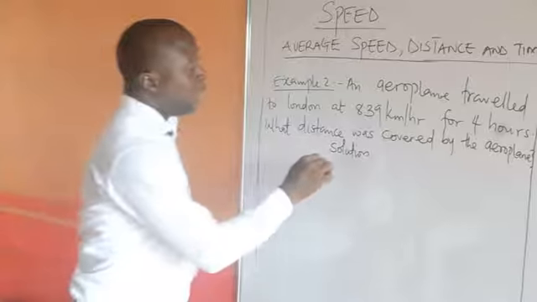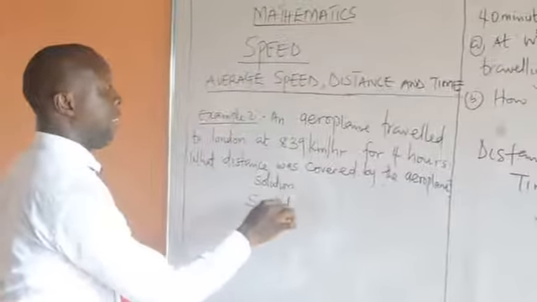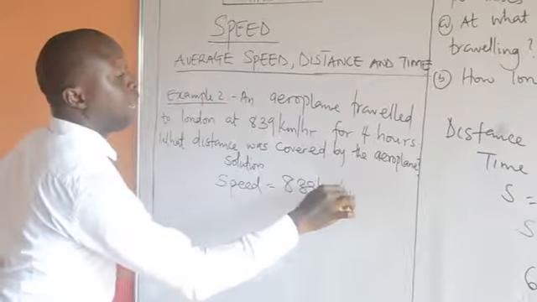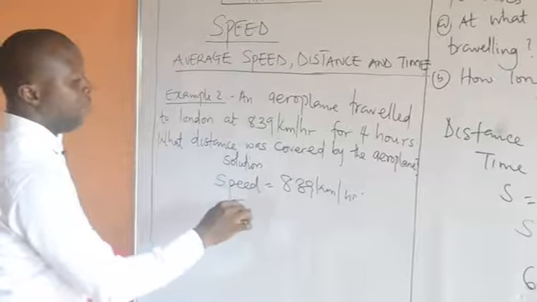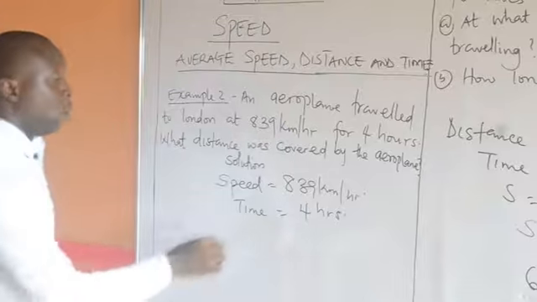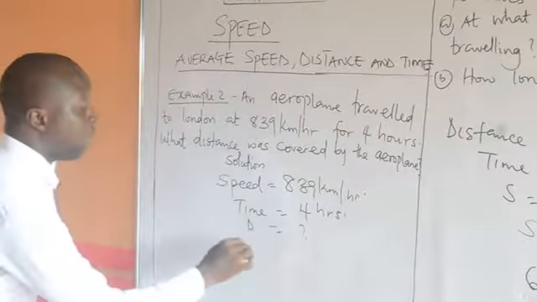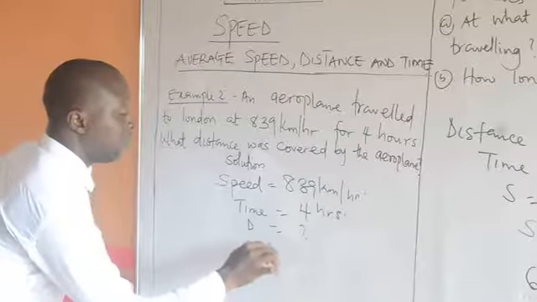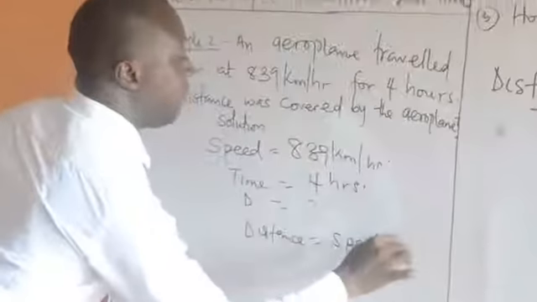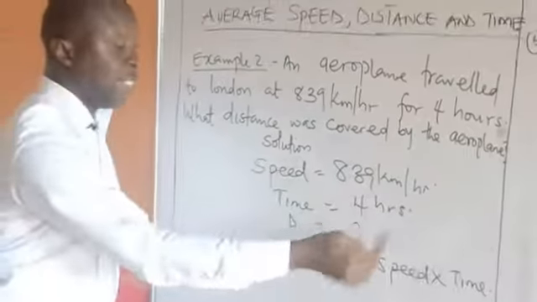So the information given in this question: the speed is 839 km per hour, and the time is 4 hours. We are asked to calculate distance. The distance is not given, so we go by the formula. Distance is equal to speed times time.